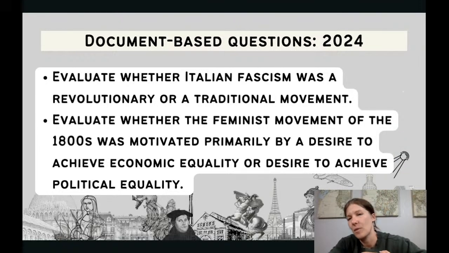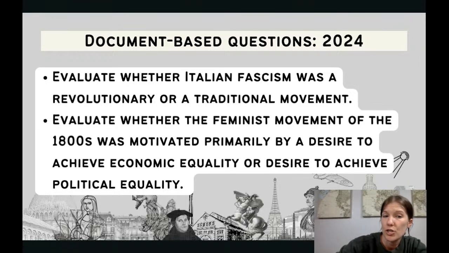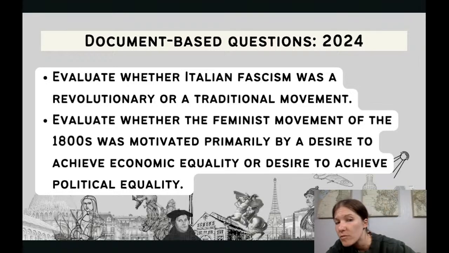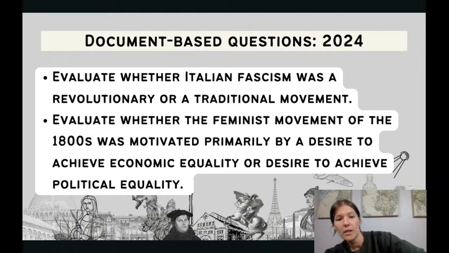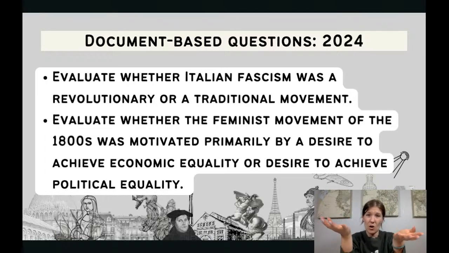2024, so this is from last year. Here are your two. Evaluate whether Italian fascism was a revolutionary movement or a traditional movement. And evaluate whether the feminist movement of the 1800s was motivated primarily by desires to achieve economic equality or political equality. So across all of these DBQs, it's essentially going to give you: is it this theme or this theme? You are going to say it was this theme more than that theme, or it was both, or maybe we can add in another theme to the mix based on what the documents are saying.